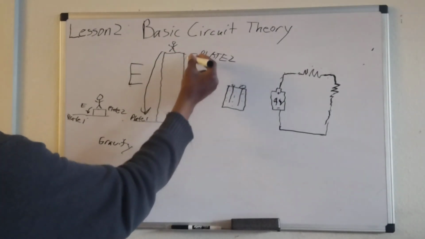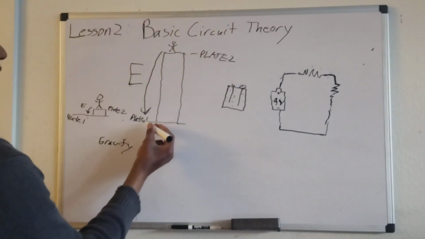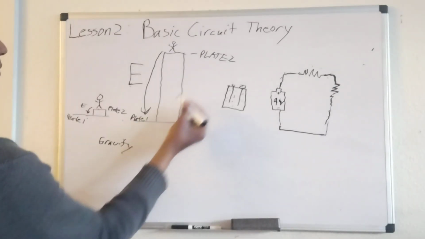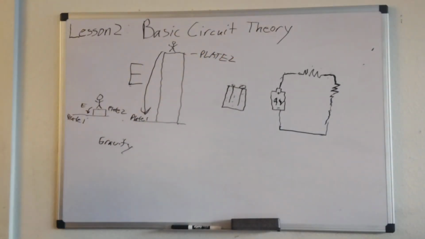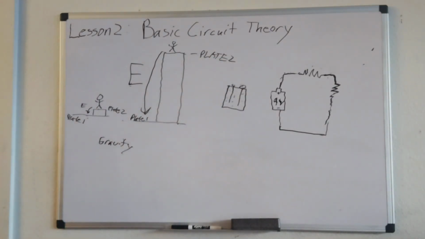The difference between those two plates is the amount of energy that's going to be created. Say he's standing on a big, tall building. If he jumps off, that's going to create a lot more energy. Say the ground is still plate 1 and he's standing on top of the building, plate 2. The difference between those two plates is going to create a lot more energy.